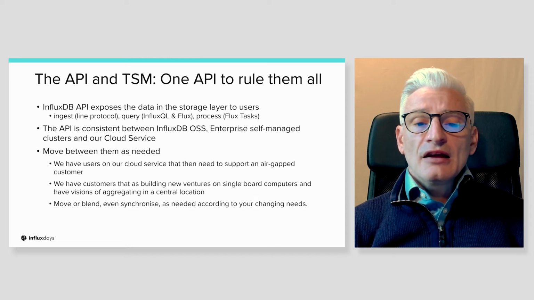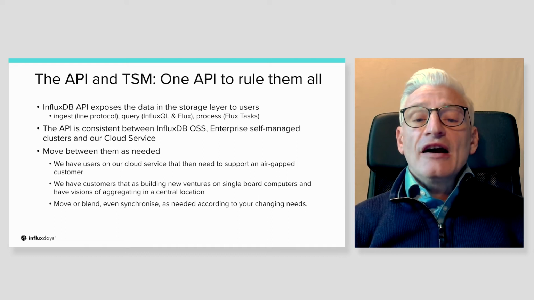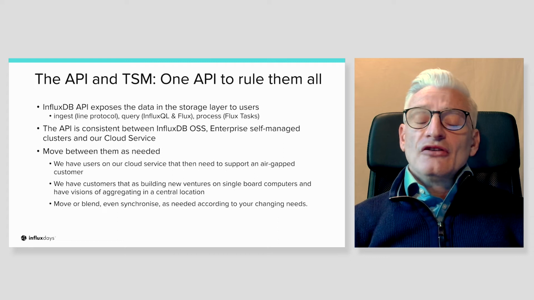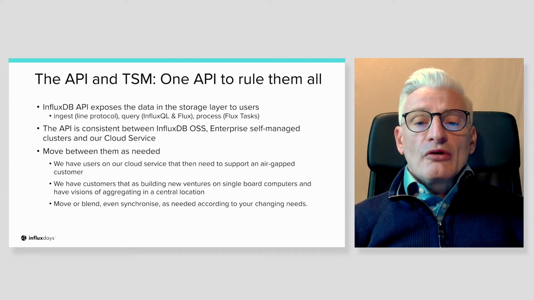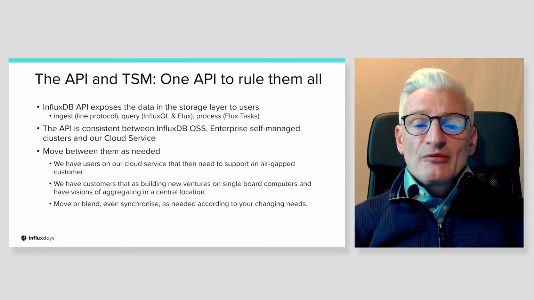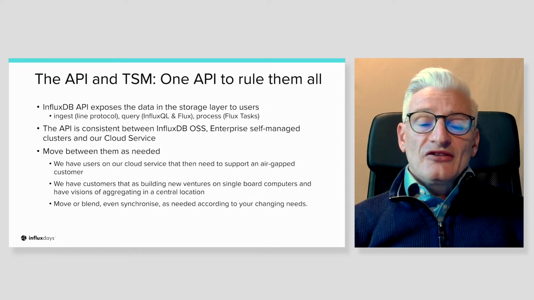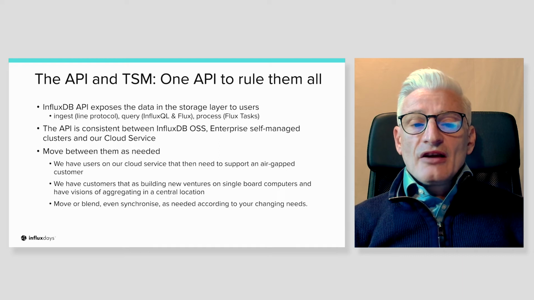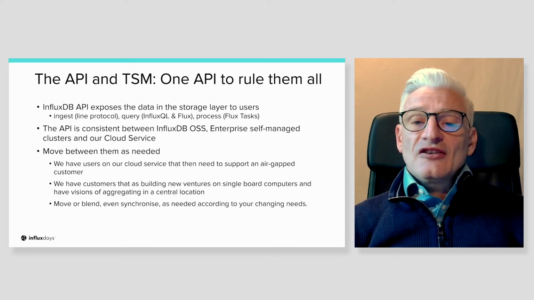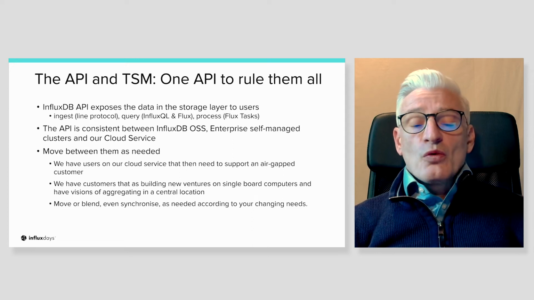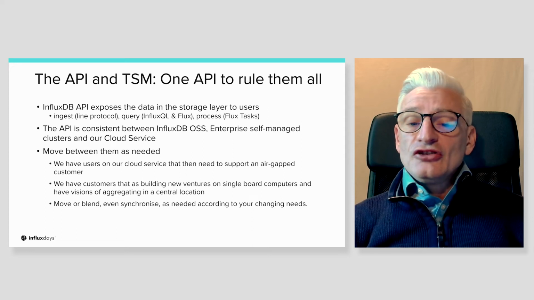It's one API all sitting on top of the time series engine and really hiding the details of that time series engine. So you don't need to worry about what index format, what version of the time series engine is being used. That API is stable. And the fact that the API is not only stable and hides the implementation details of TSM, it's also consistent between open source, enterprise, and the cloud service. The fact that it's consistent between all of those means that you don't have to worry about it, and it means that you can choose to move.